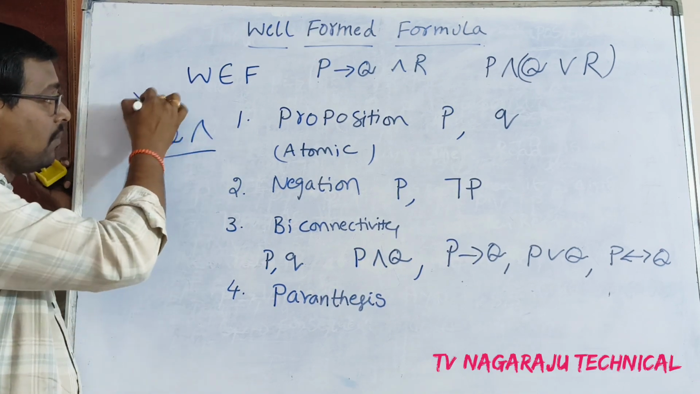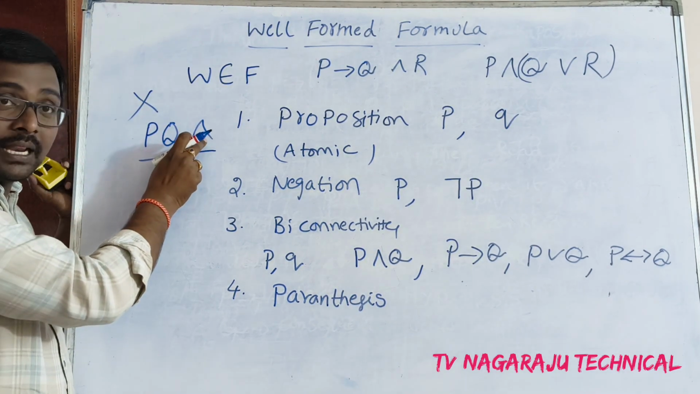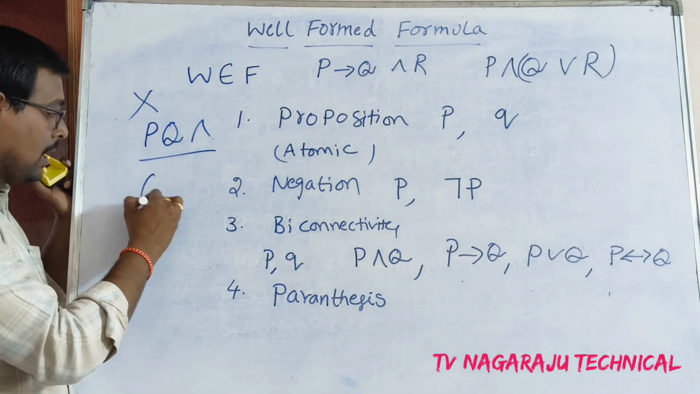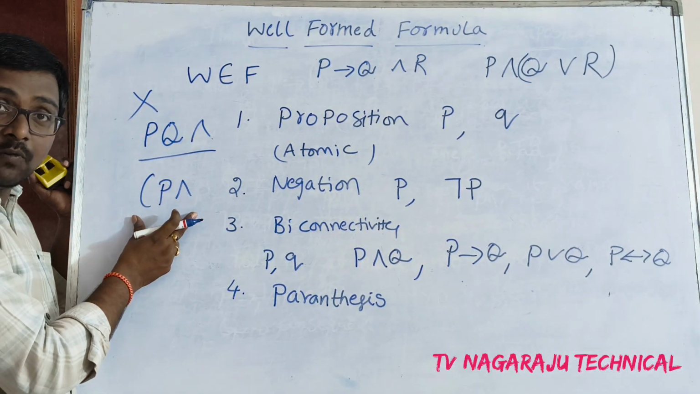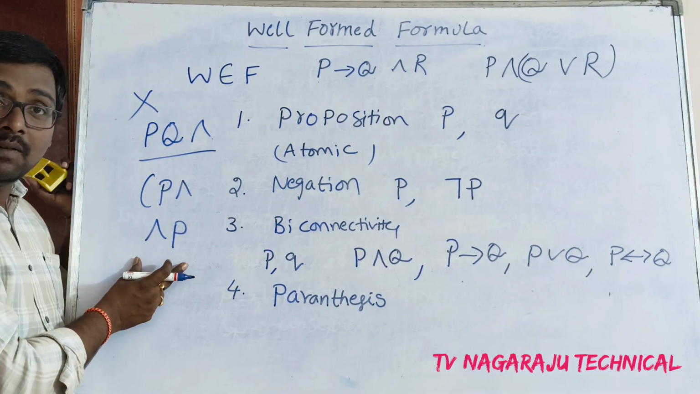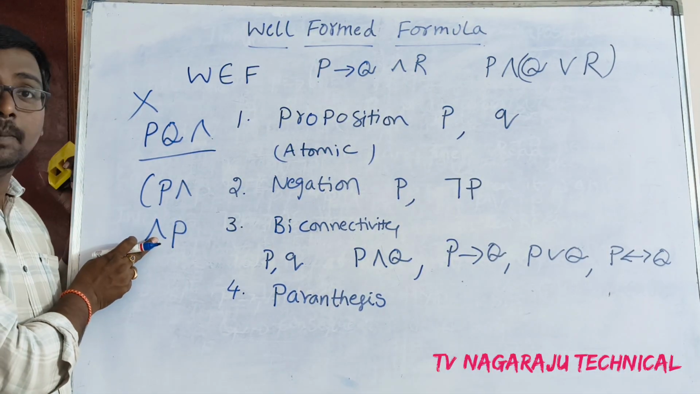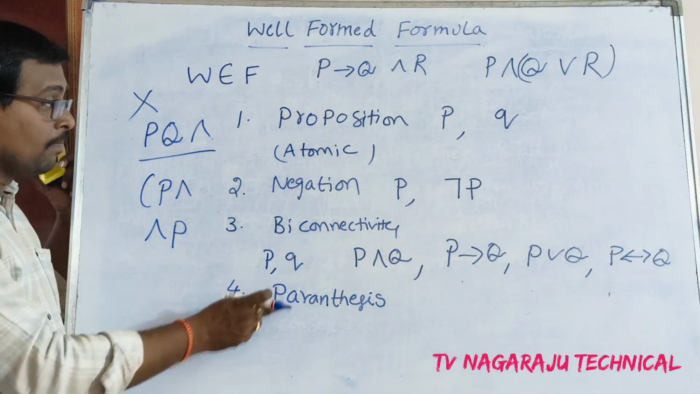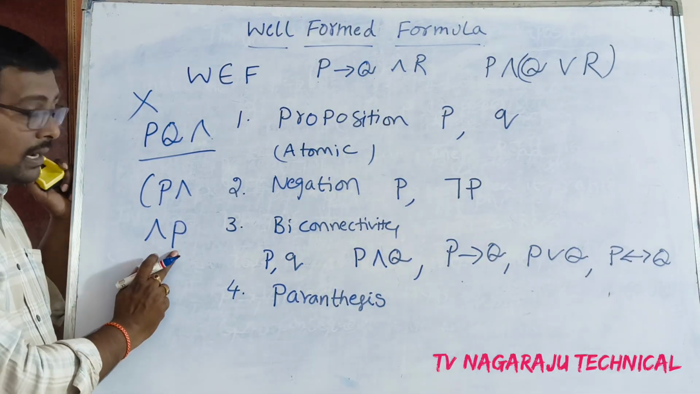For example, P Q and. This is not a well-formed formula. Here the connective is placed at the end. P and. This is not a well-formed formula. Closing parenthesis is missing. This is not a well-formed formula. For this we need a minimum of two premises, that is, two propositions. Clear?